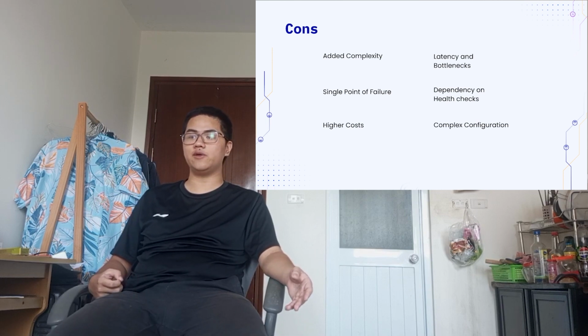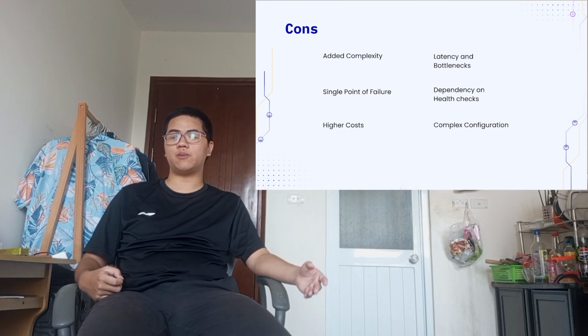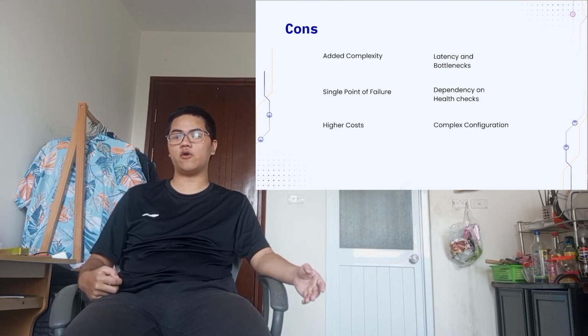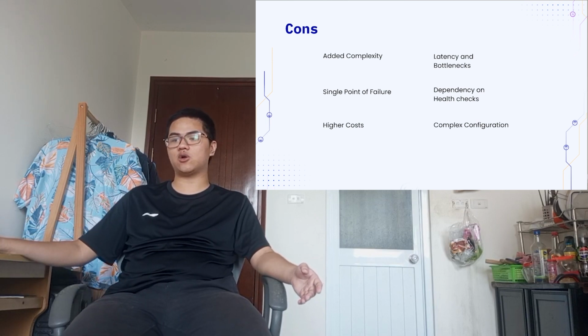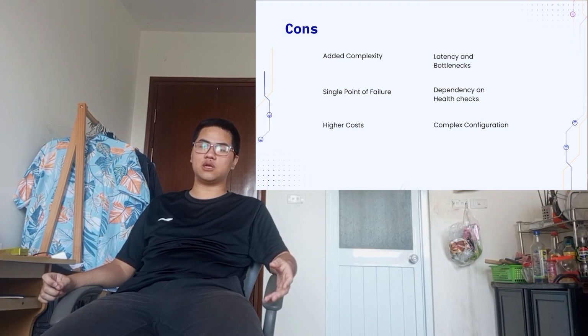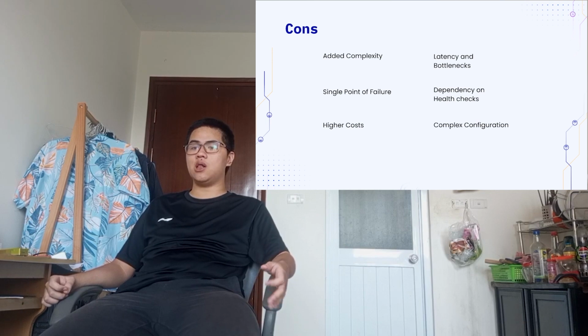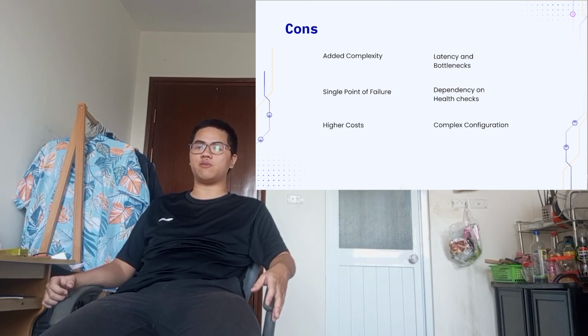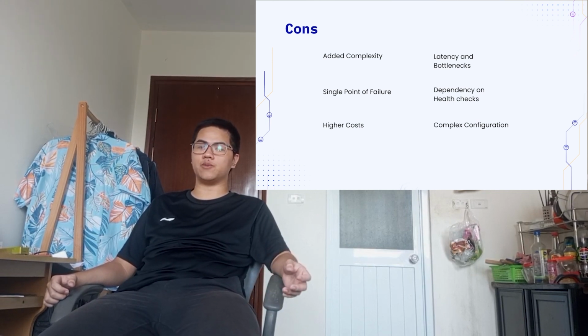If the load balancer fails, it can become the single point of failure for the entire system. To avoid this, redundancy, for example multiple load balancers, is often needed, which adds cost and complexity. Higher cost. Implementing a load balancing solution can be costly, especially when using hardware load balancers and multiple instances for redundancy. Cost also increases with other features like SSL termination.